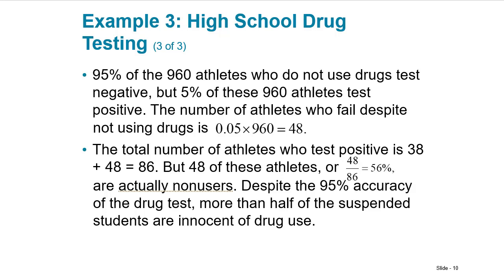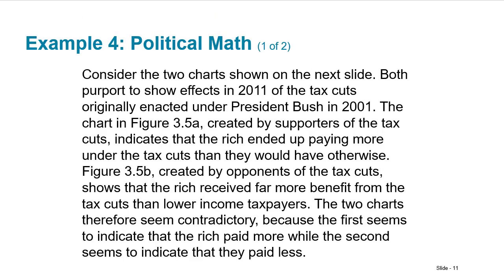So the 48 false positives plus the 38 true positives tells you that there would be a total of 86 athletes who wouldn't be allowed to compete. And if you look at those numbers, 48 over that total of 86 represents 56%. So 56% are actually non-users. So even though it says it's 95% accurate, out of all the people who had test results that said they were using drugs, more than 50% of those are false. So basically you're accusing innocent people.